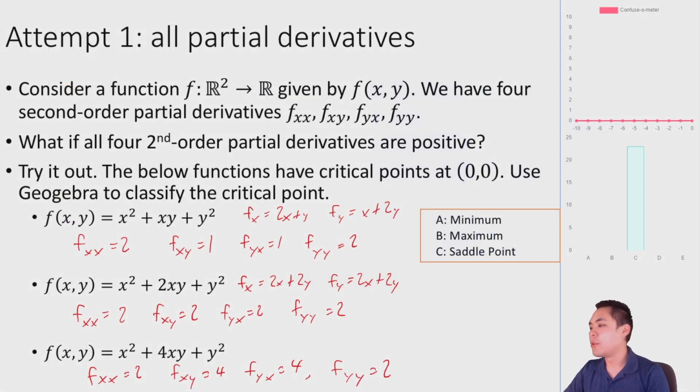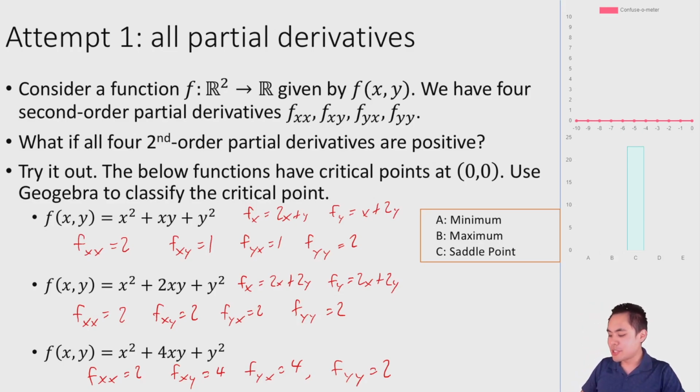So as you can see, this test doesn't work. For any number of reasons, but we can see that even though we have all positive second-order partial derivatives, you can still have saddle points. Note that we didn't end up having any maximums, but sometimes it's a minimum and sometimes it's a saddle point. So this test is not good enough.